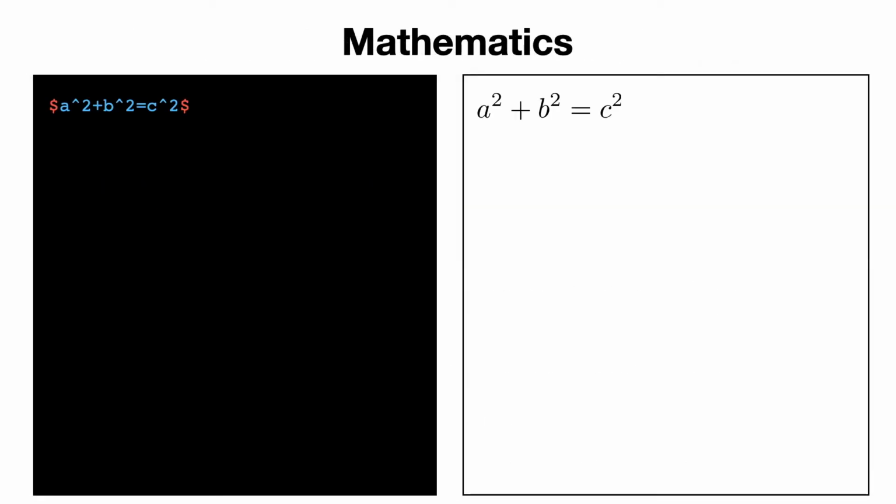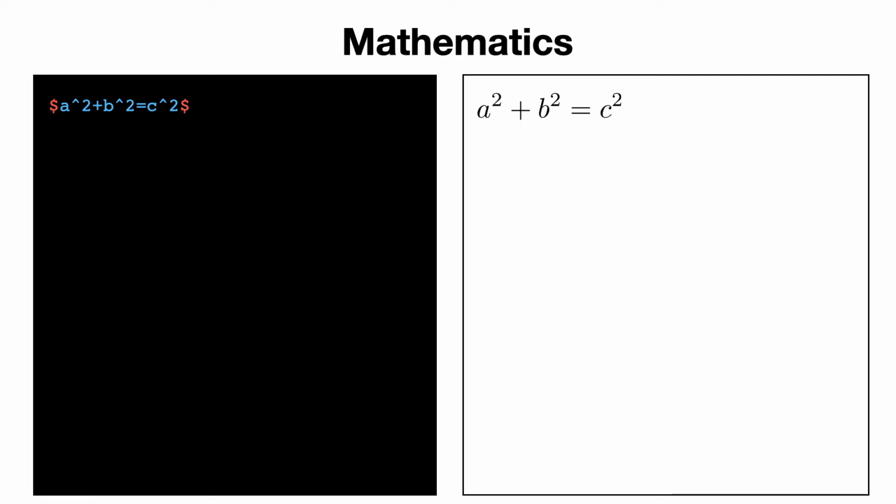There are many, many different mathematical commands, and I can't go through all of them today, but I thought I would give you a brief introduction so you can see what kinds of things are available to you. So here's a simple one. I put in dollar signs, a squared plus b squared equals c squared.